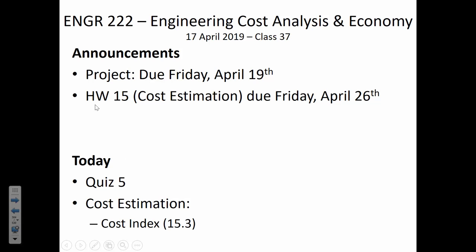Then the next thing on the schedule following the project would be the cost estimation assignment. And so that's covering things that you learned in the recorded class on Monday, today's lecture, up through next week. There's a lot of different ideas that are kind of bundled together in that homework assignment. It's due on Friday the 26th. Any questions on the announcements?